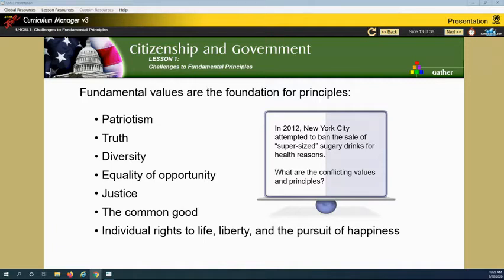Do you have the right to buy a large sugary drink, a soda, right? Do you have, and it's right here on the slides too, do you have the right to buy a large drink if you want one? How about this? Do you have the right to do anything to your body that you want to because it's your body?